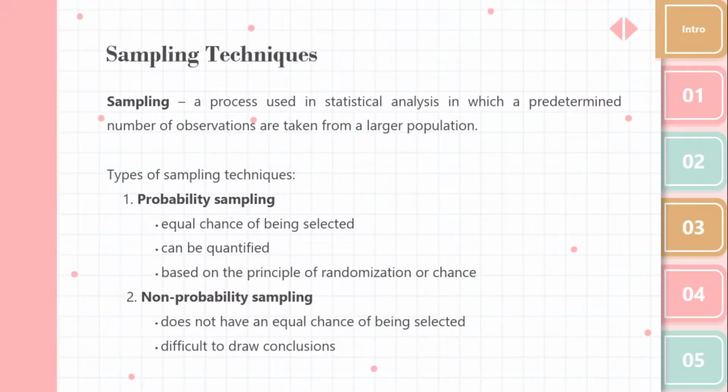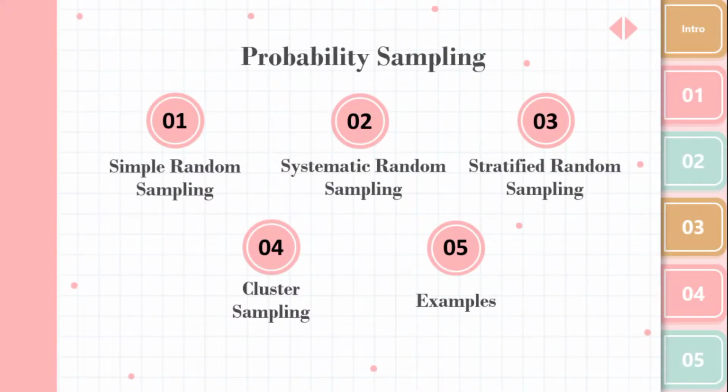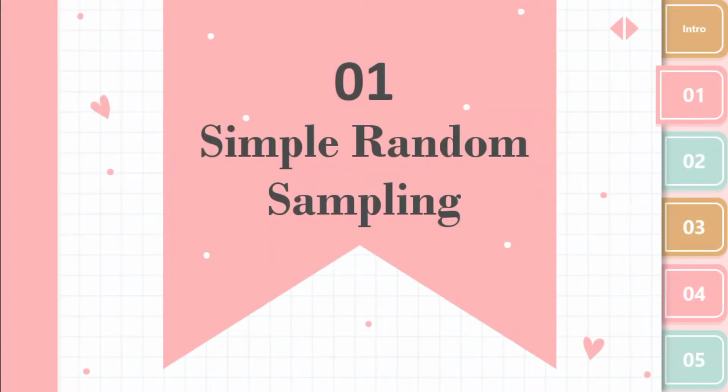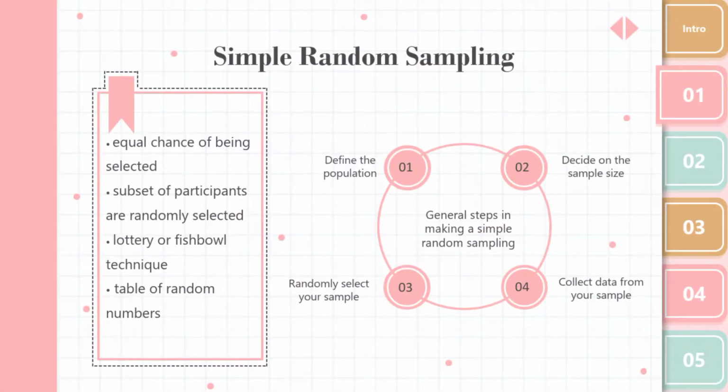I am here to present the sampling technique, specifically the probability sampling. The first one is simple random sampling. In simple random sampling, the participants have an equal chance of being selected. The samples are randomly selected through lottery technique or table of random numbers technique.